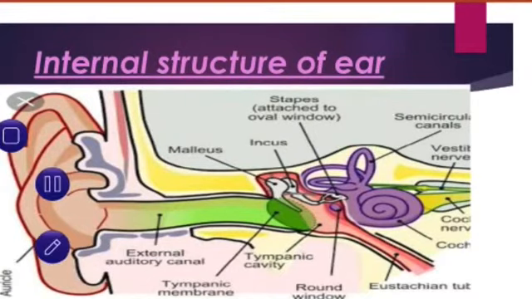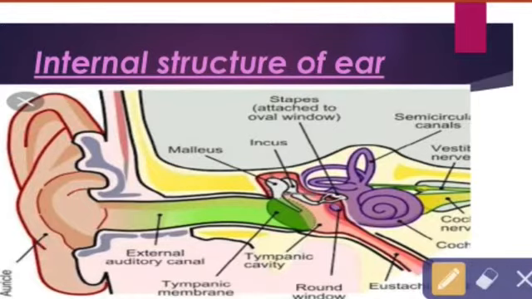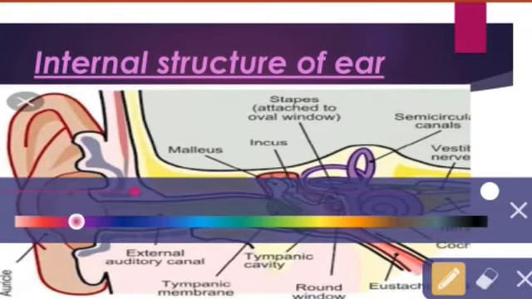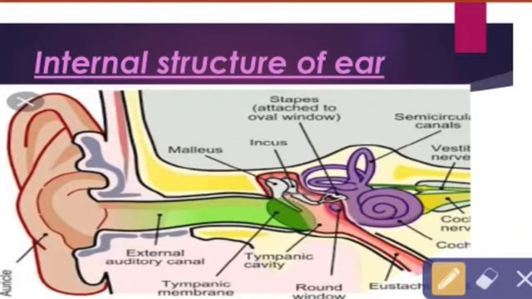We are going to discuss the ear. Today's topic is the ear, and in this we are going to discuss the structure of the ear and the different functions of those structures. Actually, the human ear is concerned with two functions, hearing and body balance, and it has three main divisions: outer ear, middle ear, and inner ear.